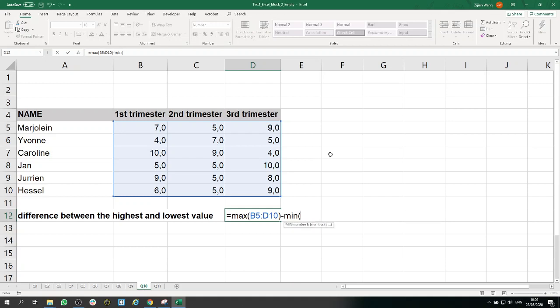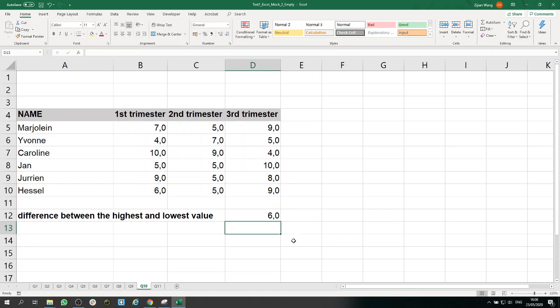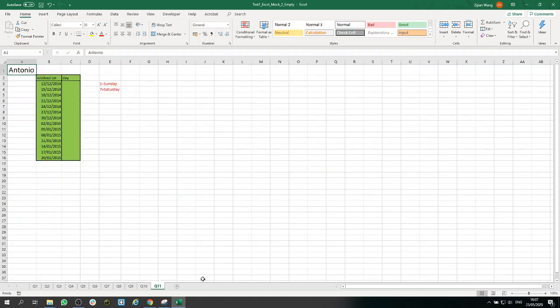In case it's the first time for you to see this, it is possible to have multiple functions in one formula, as long as it makes sense for your context. So here we have the minimum found. Let's read the formula again. Highest number and lowest number. With the minus, we will find out the difference. Here we go. The difference would be 6. So the lowest number should be 4 and the highest number is 10. The difference is 6. Let's move on to question 11.